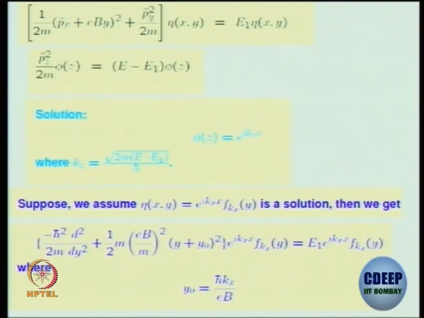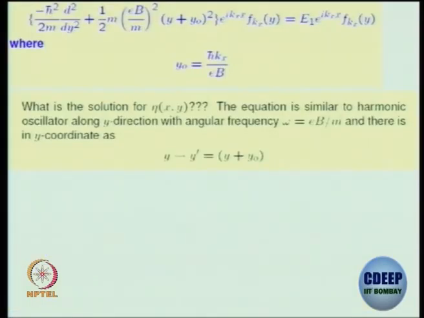Is the picture clear? This step, please work it out. Just substitute this one into this equation and verify that this is there. If you have not already done, please fill it up. So again, it's a shifted oscillator, and the frequency of the oscillator is also dictated by the given equation, which is EB by m. Clear?